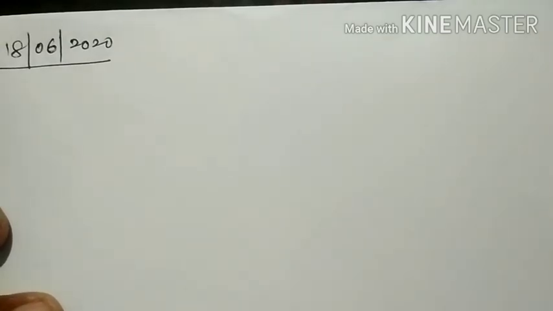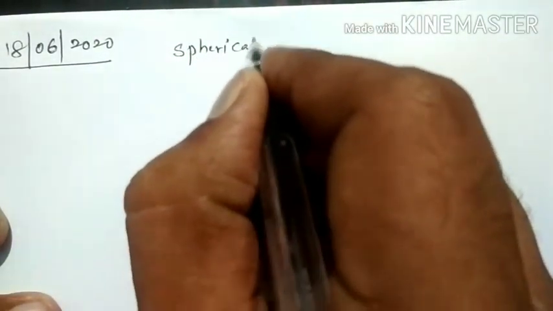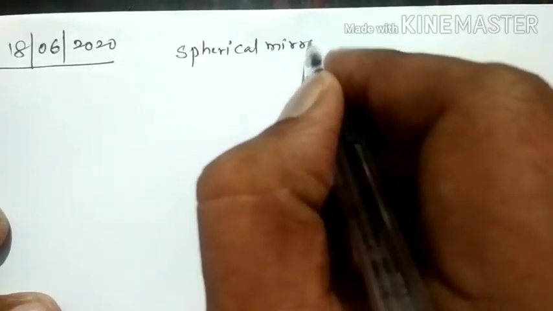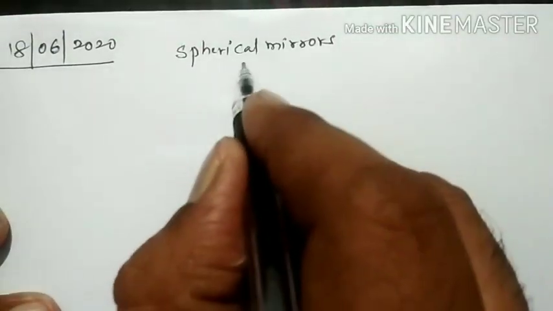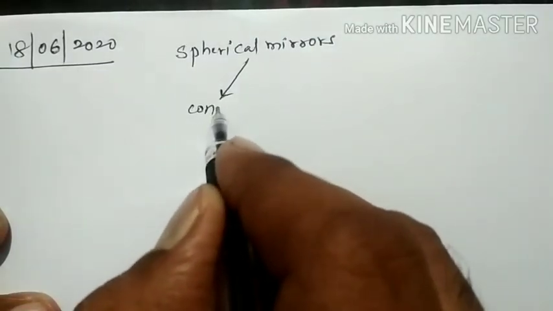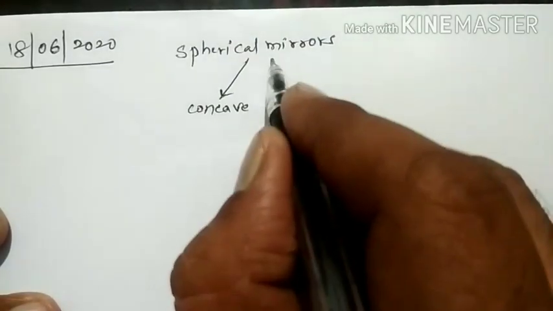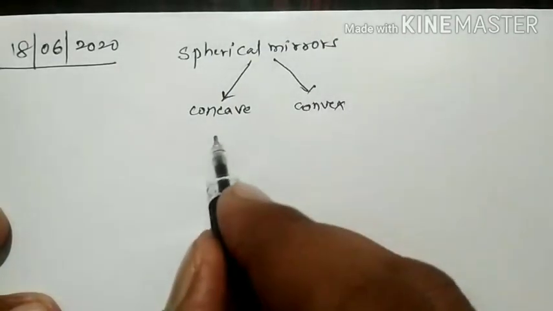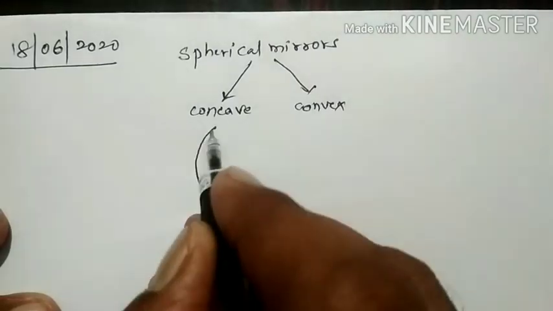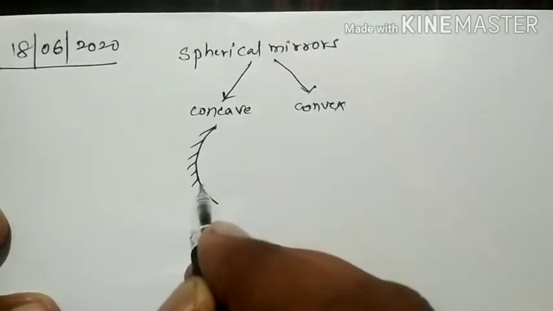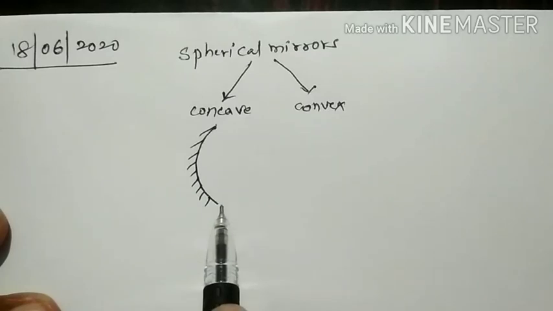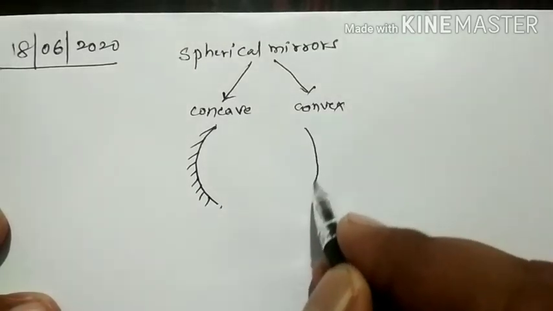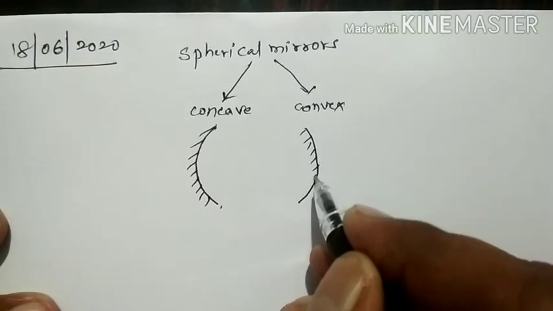In the last class, we discussed spherical mirrors. What is a spherical mirror? How many types of spherical mirrors are there? One is the concave mirror, and the second one is the convex mirror. We have drawn the shapes, if you remember. This is a silvered surface, and this is the reflecting surface, and similarly you can consider this is a convex mirror.